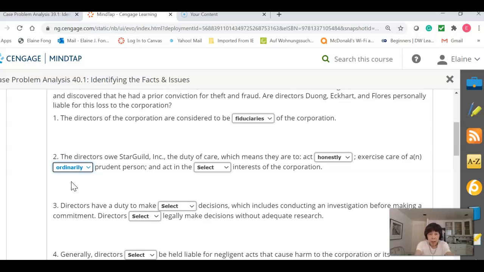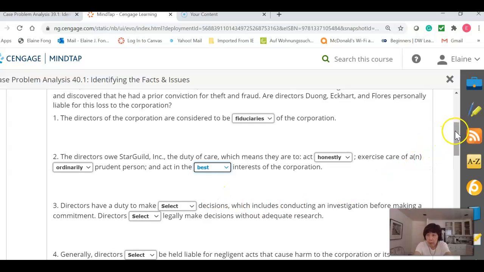And third, act in the blank interest of the corporation. Is it act in the ordinary interest of the corporation, honestly interest of the corporation, or best interest of the corporation? And so the term here would be best. All right. So directors owe Star Guild Inc. the duty of care, which means that they are to act honestly, exercise care of an ordinarily prudent person, and act in the best interest of the corporation.